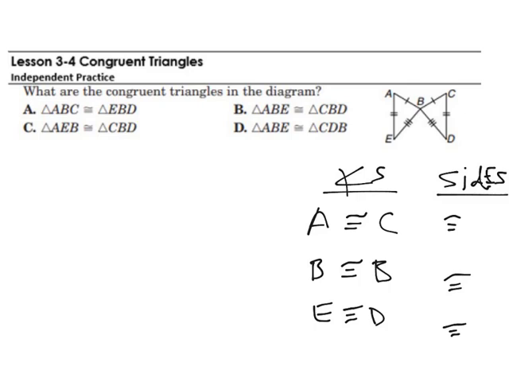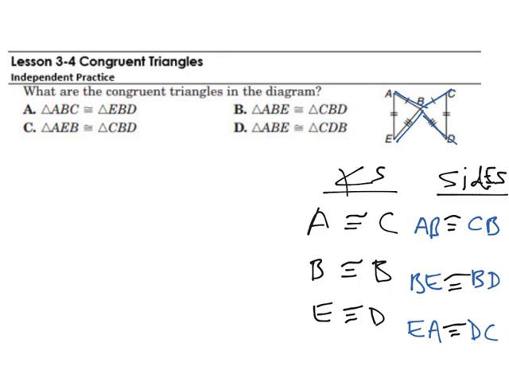Let's do the same thing for the sides. AB, here to here, and here to here, those are congruent. So AB and CB. Then we have BE, this side here, congruent to BD. Order matters. And of course, EA and DC. So we've established that.